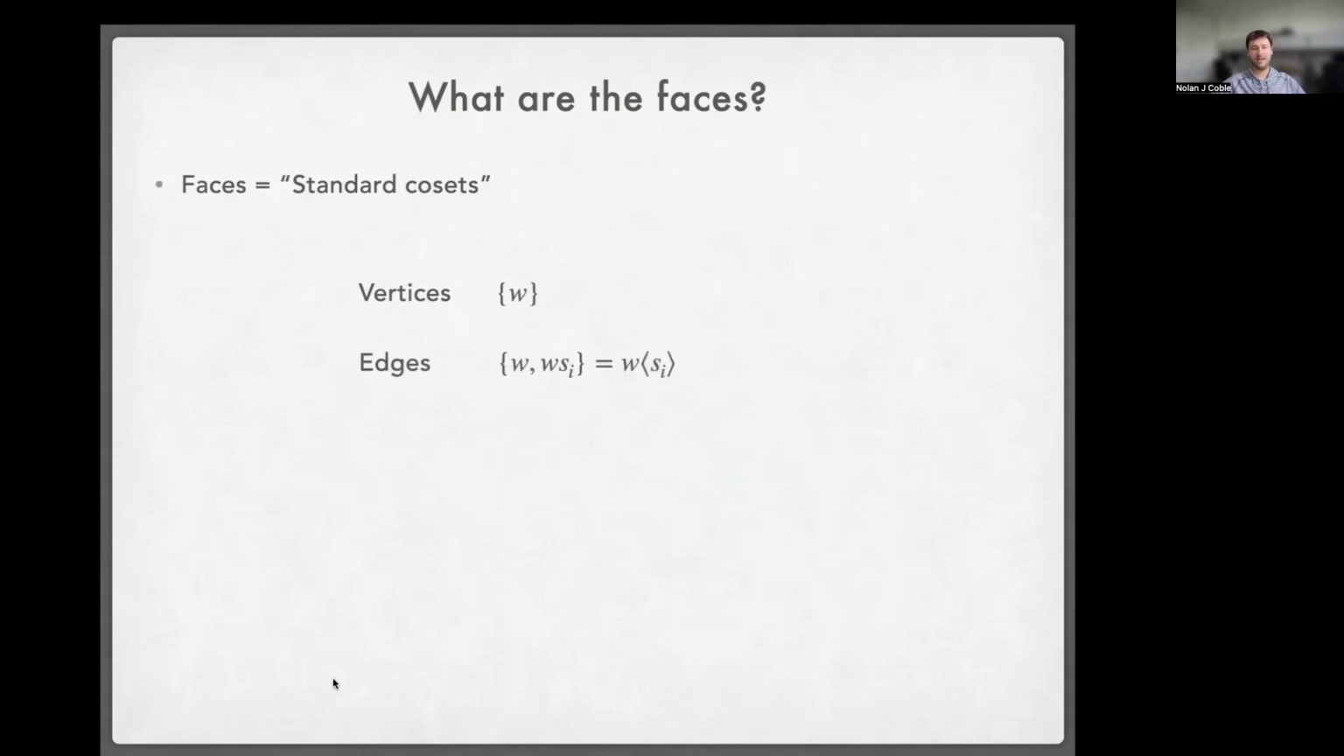Edges are always given by sets W and W times Si, where Si is some generator. If you know some group theory, you'll recognize that this is a coset of the subgroup generated by Si. This is true more generally. If I take any two different generators, look at the subgroup they generate, then faces are always cosets of these objects. And more generally, if I pick any I generators, a subset J, and I look at cosets of the subgroups they generate, I always get out the I-dimensional faces of the Coxeter polytope.